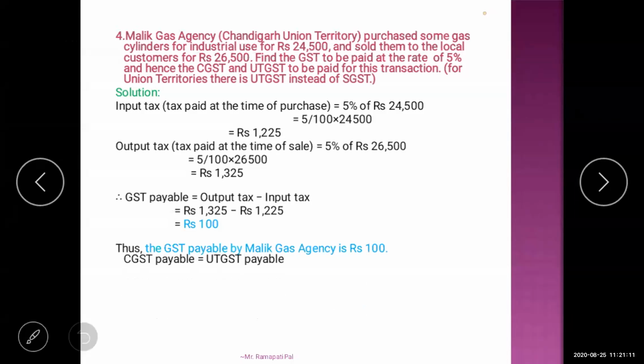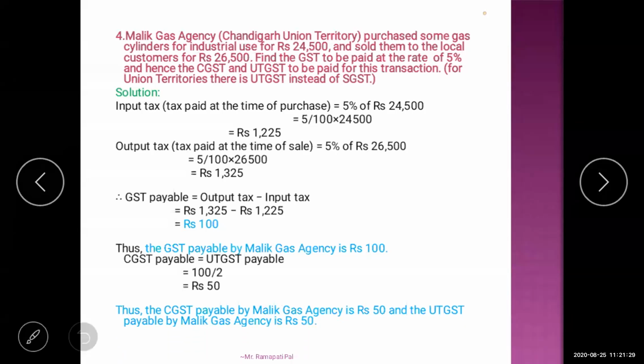Is it clear? So half of 100 is what? Yes, many students have written. Very good. That is equal to rupees 50. Thus, the CGST payable by Malik Gas Agency is rupees 50, and the UTGST payable by Malik Gas Agency is also rupees 50, because we know that CGST is equal to UTGST.